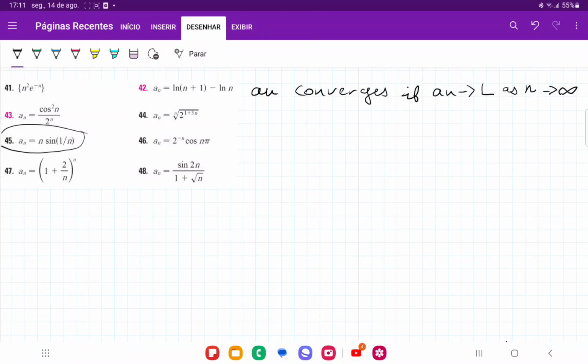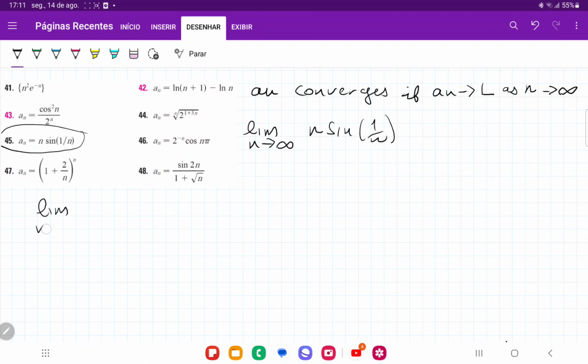So for number 45, I want to see if the sequence over here converges. A sequence a_n converges if a_n tends to a specific number, the limit, as n approaches infinity. So we're going to take the limit as n approaches infinity of our a_n, n sine of 1 over n, and see if this spits out a particular number. So let's see what this looks like.